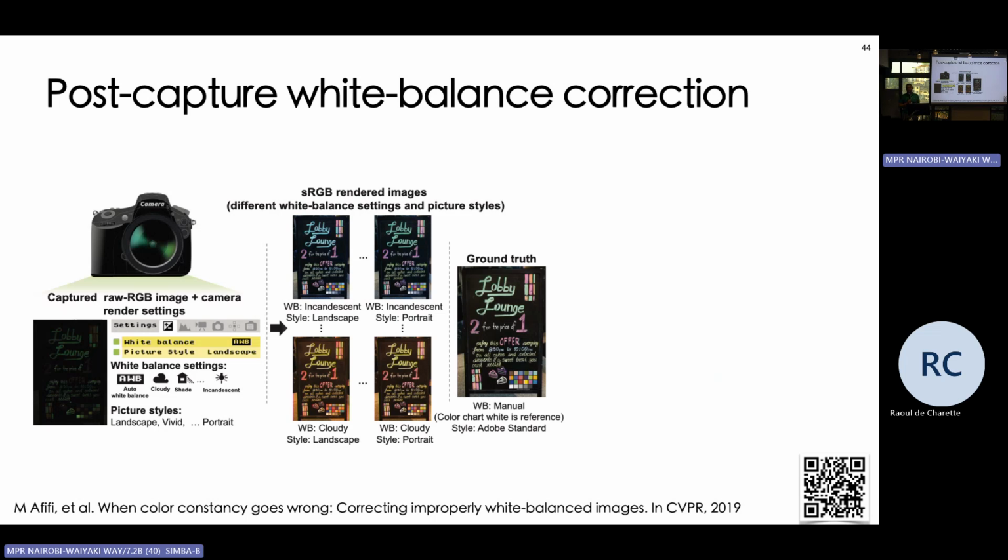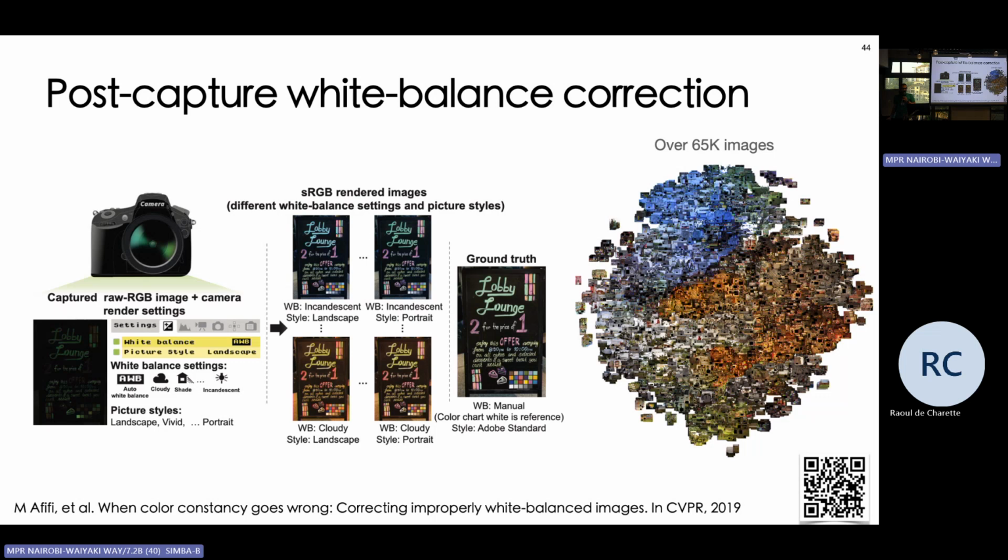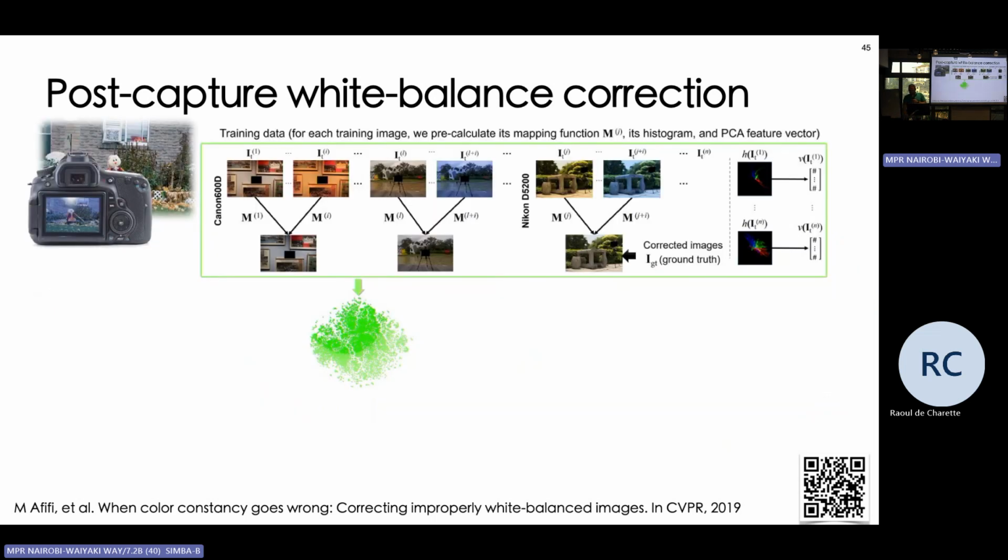So we start by building our dataset. We start with raw images and render them with different white balance settings, through camera ISP or simulators that mimic the non-linearity of camera ISP. That gives us the same image, but with different white balance settings. And then we have a ground truth with the accurate color. That gives us 65K images with different white balance settings, most of them incorrect. And for each pair of images in the training data, we compute the matrix that we try to predict.